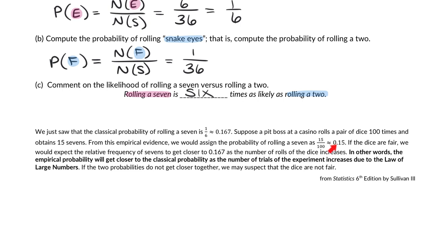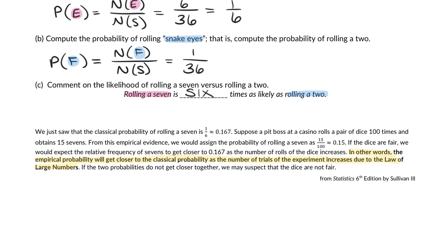If the dice are fair, we would expect the relative frequency of 7s to get closer to 0.167 as opposed to 0.15 as the number of rolls of the dice increases. So we rolled it 100 times and empirically saw that this happened. If he keeps rolling the dice, our fraction is going to eventually get very, very close to the classical probability model. In other words, and let's highlight this because this is very important, empirical probability will get closer to classical probability as the number of trials in the experiment increases, due to the law of large numbers.